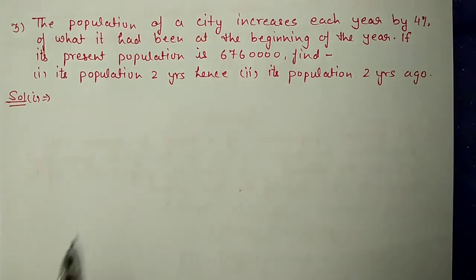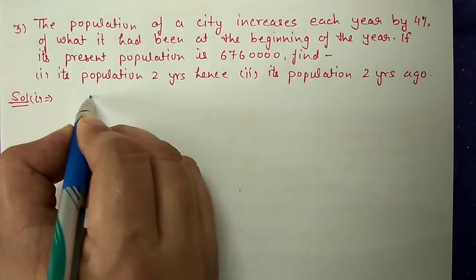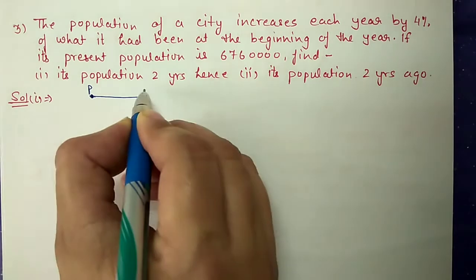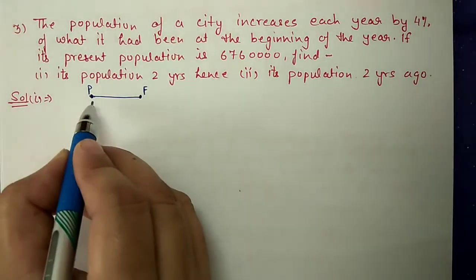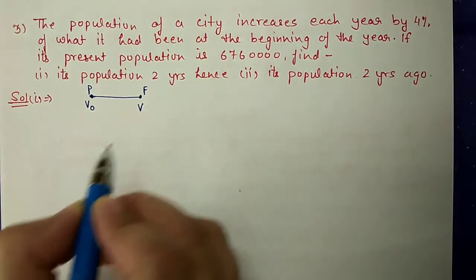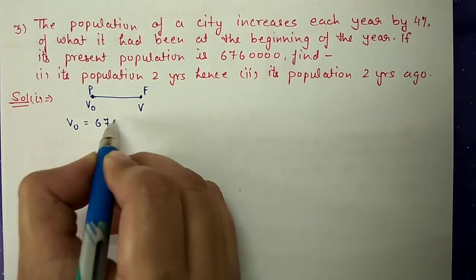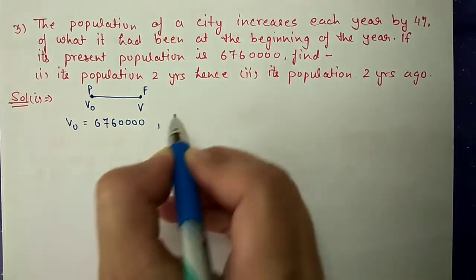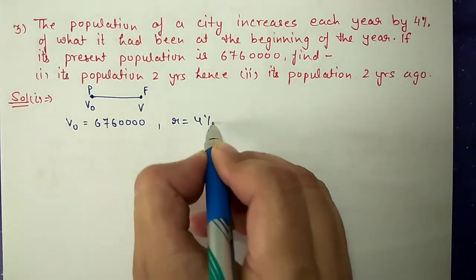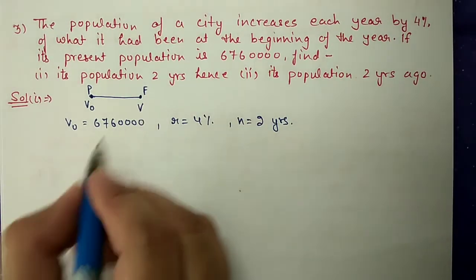So in such types of questions, when it is for the future, first the present condition is given and you have to find out after 2 years for the future. In this case, the present one we will take as V naught and the future one we will take as V. So V naught is given here as 676,000, rate of growth is 4%, and time is 2 years. Now we will find V after 2 years.